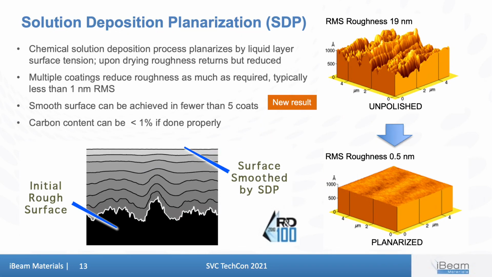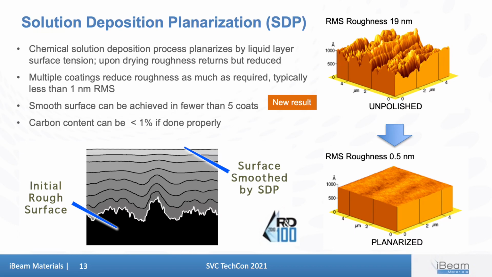SDP is essentially a sol gel process whereby one deposits a liquid solution layer by surface tension very smooth, and then by converting it to a solid, it retains some of the original roughness. But by doing multiple coatings, one gets a progressively smoother surface. In this way, we can achieve any desired smoothness that we need to attain. The typical roughnesses that we start with are between 10 and 30 nanometers on a 5x5 micron scale.